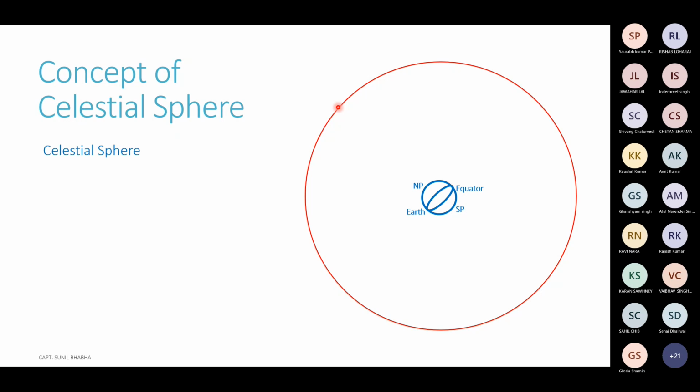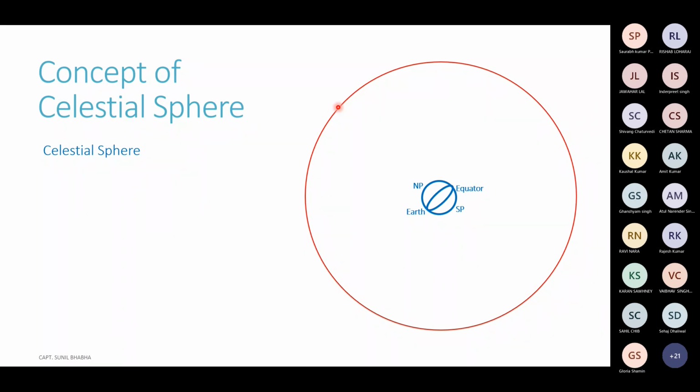Now, it is an imaginary sphere. It does not exist in reality. We have assumed this sphere so that we are able to easily calculate the required parameters, or the required items which we need, which is basically the position of the ship. So that is what we are interested in.